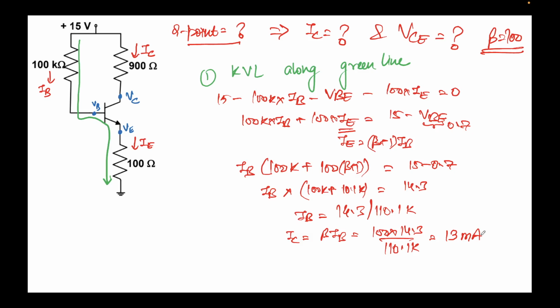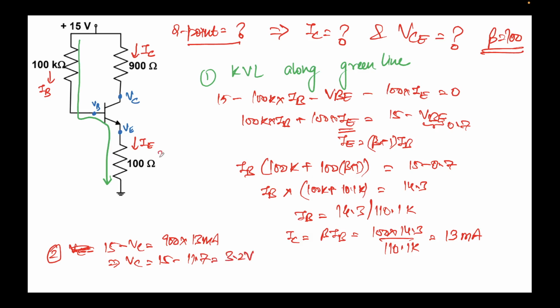Now the next thing we need to find is VCE. So now we'll simply find VC. How do we find VC? If we apply Ohm's law across this resistor, I can write 15 minus VC equal to 900 times 13 milliamps. So this will give me VC equal to 15 minus 11.7, so that will be 3.2 volts.